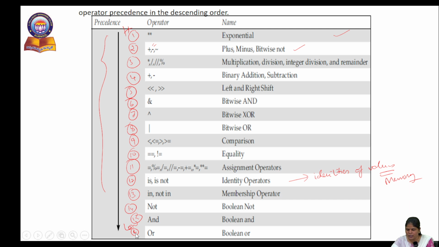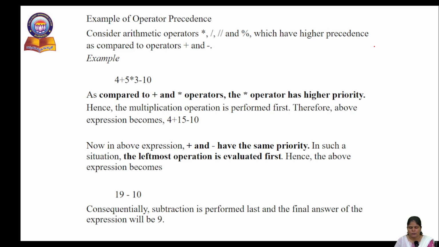So this is a decreasing, descending order. In the descending order, this is the highest priority and this is the lowest priority operator. Based upon this precedence only, the operator will be evaluated. The operator having the highest priority will be evaluated first, and the next priority operator will be evaluated in the next phase. Right? So, an example of operator precedence: if we have 4 plus 5 into 3 minus 10.